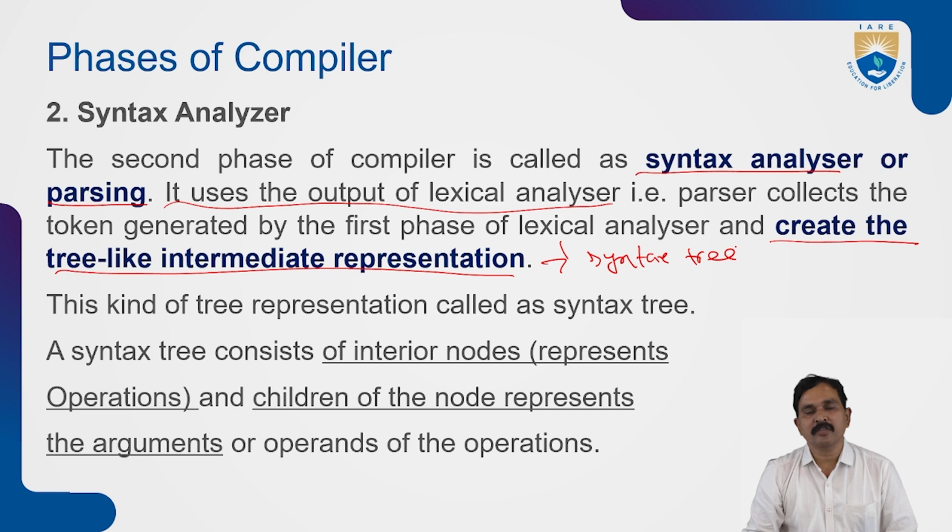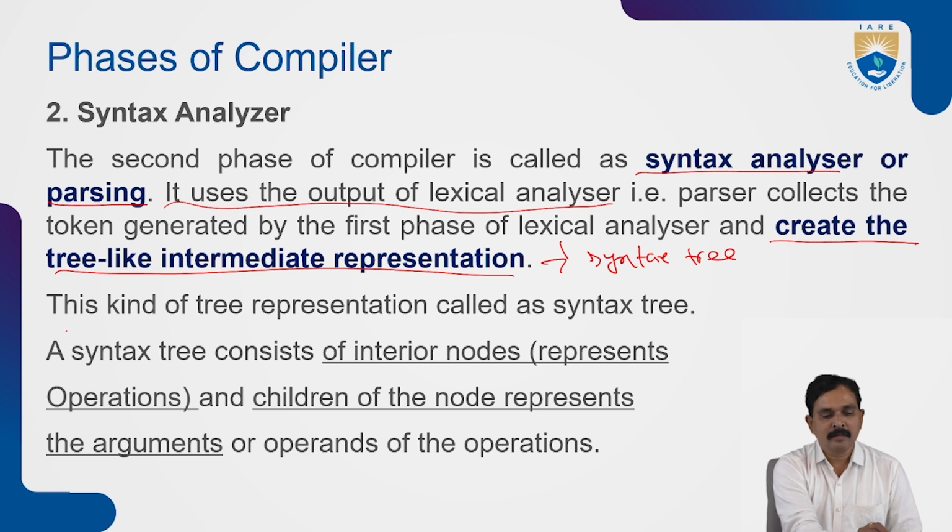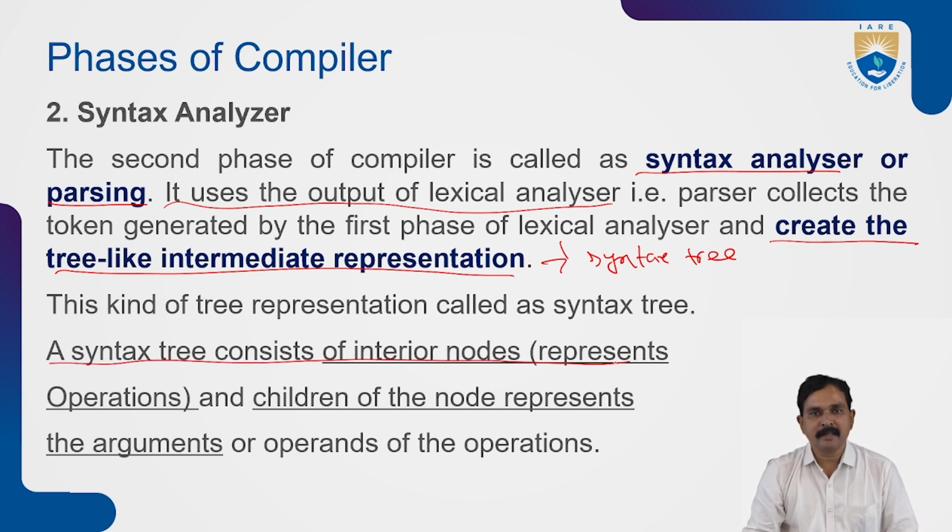Here we should follow two important steps in the syntax analyzer. The first step is you take the output of the lexical analyzer. The second step is, after taking the output of the lexical analyzer, you arrange all the separate tokens according to some tree-like intermediate representation. That kind of tree is called a syntax tree. So here we have to define what the syntax tree is. A syntax tree is in the form of a tree only.